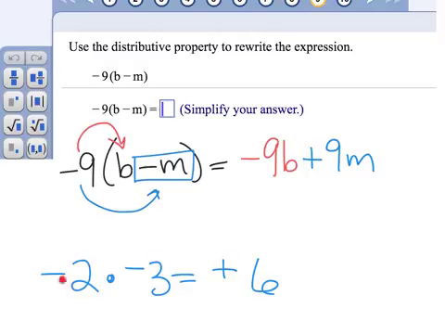So like negative 2 times negative 3 is positive 6. So you have a negative 9 and a negative m, so we know the answer has to be positive, so there's our positive, and 9 times m is 9m, and so there's your answer right there.